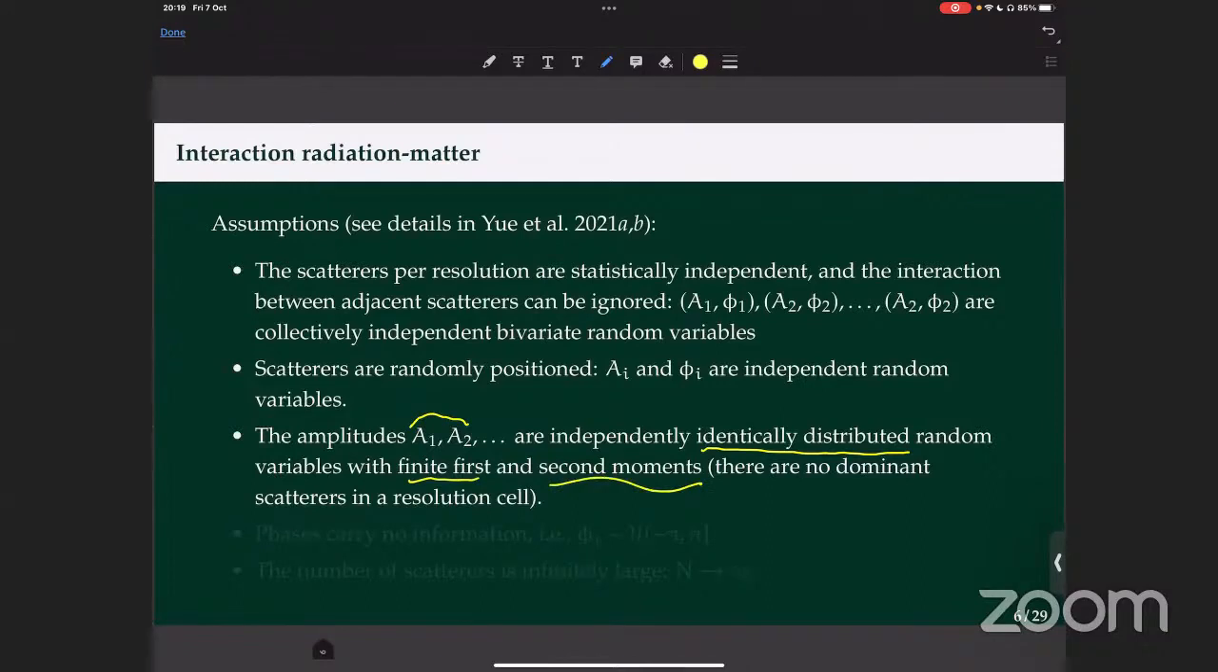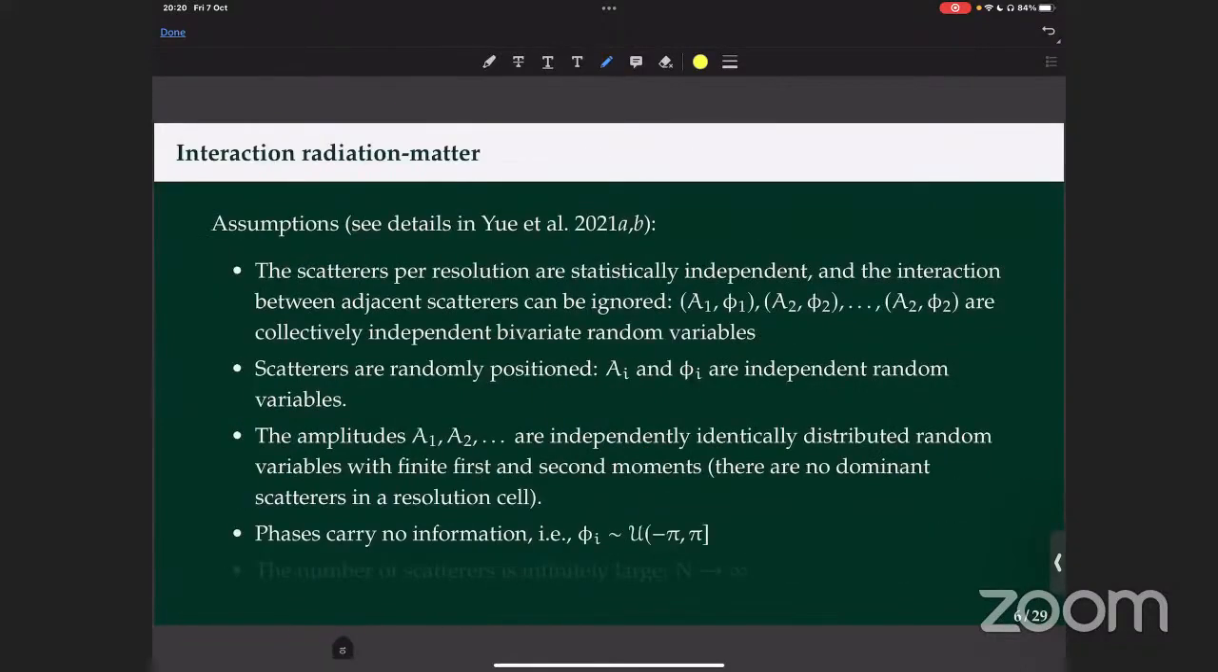It translates into saying that we are seeing leaves of grass and there is no dominant backscatterer. So there is nothing strange in my pixel. Well, this hypothesis may be violated in high resolution SAR, but we can tackle that. We can treat that situation. But let's see the simplest situation in which we are seeing many, many small independent things that don't interact.